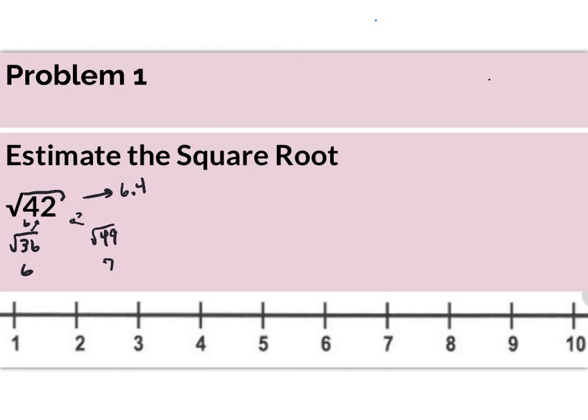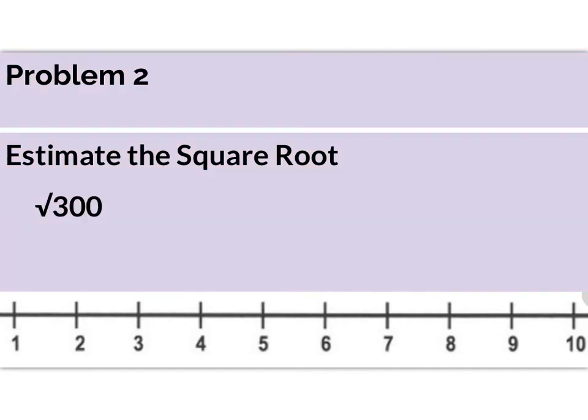So the square root of 36 is here. The square root of 49 is here. And the halfway point, and we're going to be just a little bit below the halfway point at 6.4, the square root of 42. And this is how it fits in.